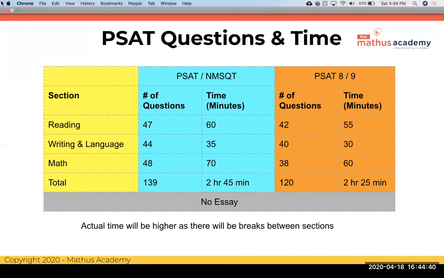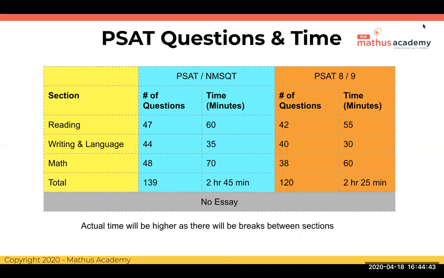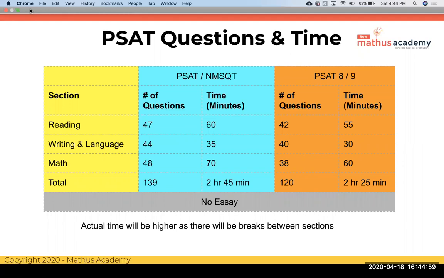So how do the PSAT and PSAT 8-9 look in terms of questions and time? As I said, they're pretty much similar to the SAT. It is the same sections, except there is no essay. The PSAT is 2 hours 45 minutes, slightly less time than the SAT. It is actually only 15 minutes less. If you take away the essay part, the essay is 50 minutes, right? All other sections are only 15 minutes less, 2 hours 45 instead of 3 hours. The actual time in the exam hall will be much higher because there will be breaks. It still has 4 sections. I did not break out math without calculator and with calculator, but it still has 2 sections.